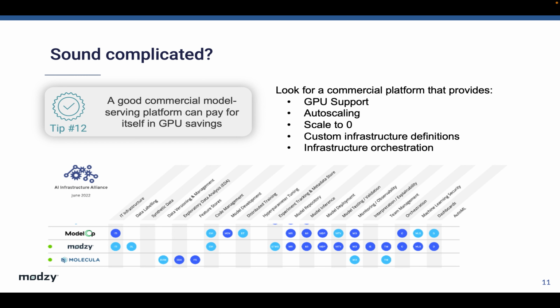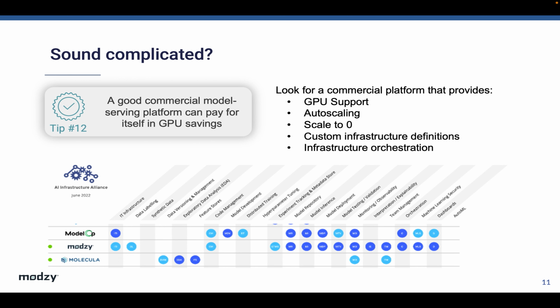So, some tips here would be to look for a commercial platform, if this is relevant to you, that obviously supports GPU as well as CPU processing. Supports auto scaling, letting you define the minimum and maximum number of copies of your model that you want running at any given time. Look for something that provides scale to zero support so that you can shut all those pieces of hardware down as soon as you've finished your processing. Look for something that offers custom infrastructure definition, so again, you can right size the GPU hardware needed for your models. And then look for something that just provides general infrastructure orchestration.